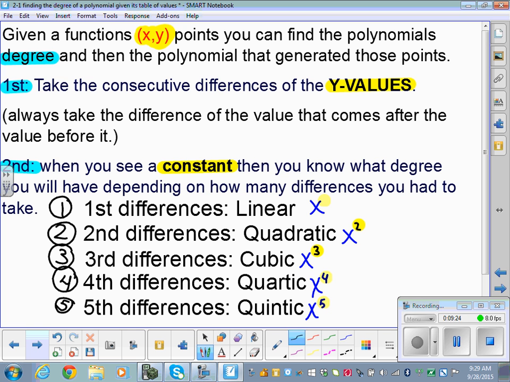Okay, so I'll give you a couple seconds to get this down. It's going to make a lot more sense once we start practicing. But these steps are good to have, because then you can refer back to your notes. And when you get home, you can say, oh yeah, hey, the first thing we do is take consecutive differences of our y values. Okay, I remember doing that, and so on.